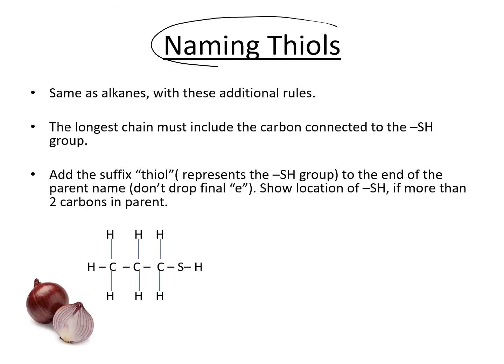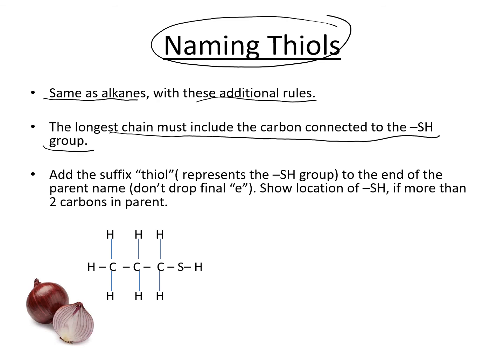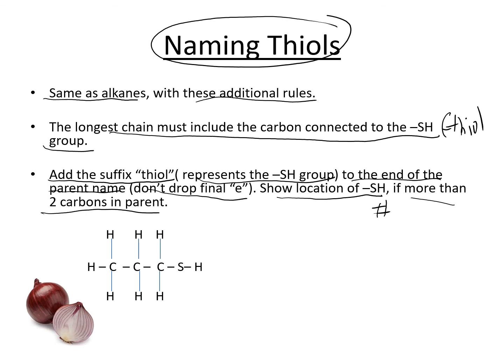To name thiols, we're going to follow the same rules as alkanes with these additional rules. The longest chain must include the carbon connected to the SH or thiol group. You're going to add the suffix thiol, this represents our SH group, to the end of the parent name. Don't drop the final E. You want to show the location of the thiol group, as far as showing the number of which carbon it's attached to, if you have more than 2 carbons in your parent compound.